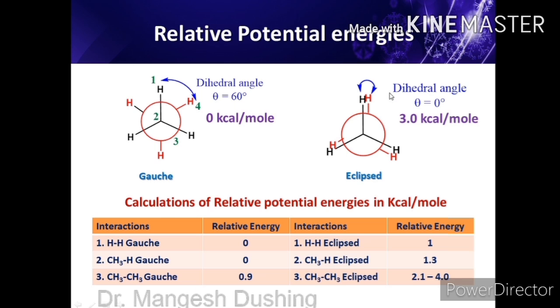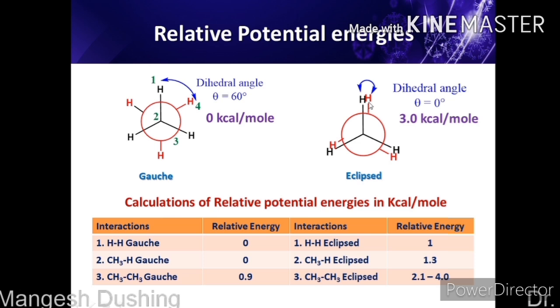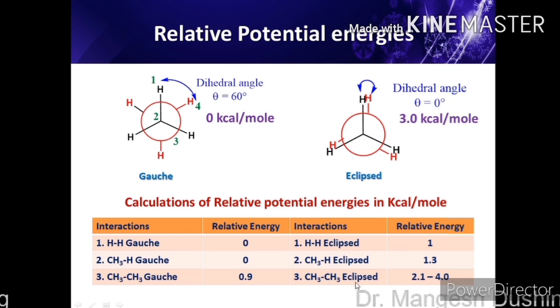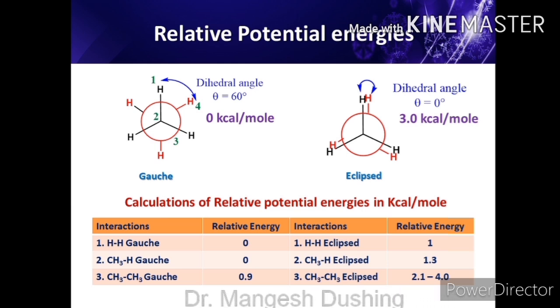This is the eclipsed conformation. In this case, if these two hydrogens are eclipsed, energy rises to around 1.0 kilocalorie per mole. And if one of the hydrogens is replaced by CH3, then hydrogen and CH3 are eclipsed, and the energy is around 1.3 kilocalorie per mole. If both are CH3, then CH3 is eclipsed with CH3, and energy rises to around 2.1 to 4.0 kilocalorie per mole. By using these formulas, we'll see some examples for the relative potential energies.